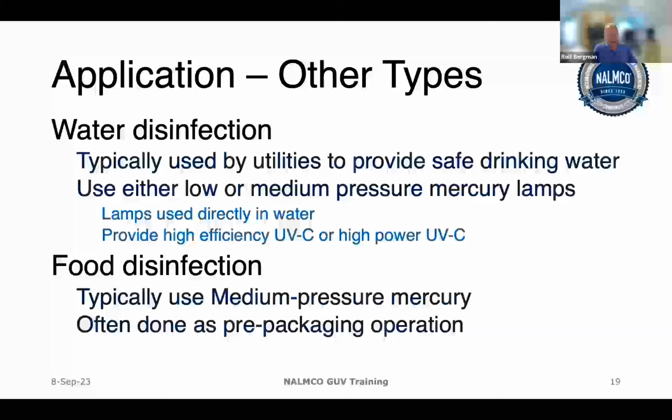And even on a high pressure lamp, the difficulty is the surface temperature of the quartz is so high it would boil the water. So you don't want to have direct contact with the water, but it can be done for low pressure mercury. Food disinfection is another application. Typically medium pressure mercury lamps are used here, but low pressure mercury lamps can also be used depending on the way the food is disinfected, usually on chain-driven belts put through a chamber. And it's done in pre-packaging to provide safe food.